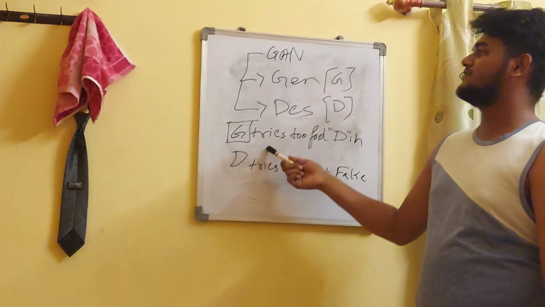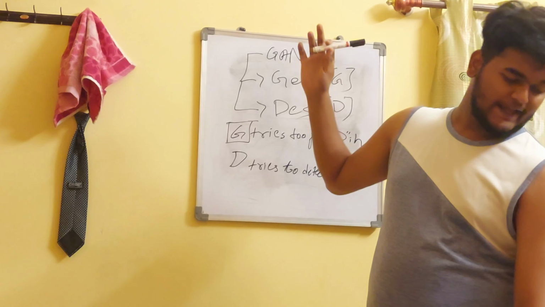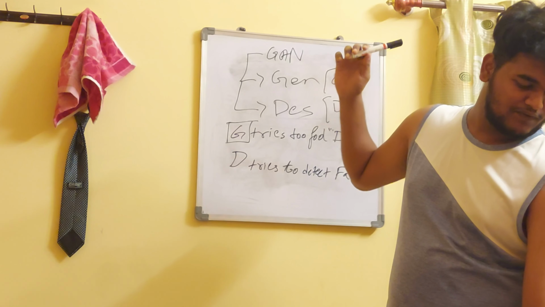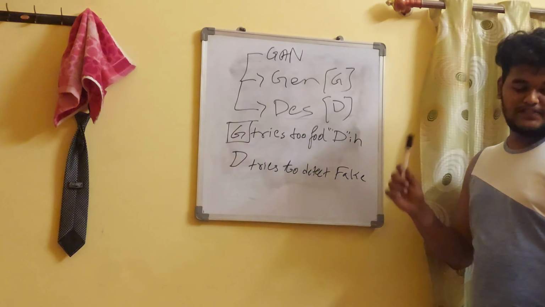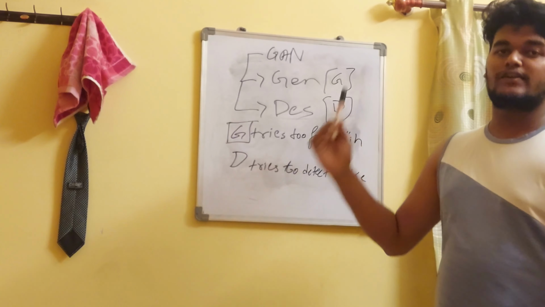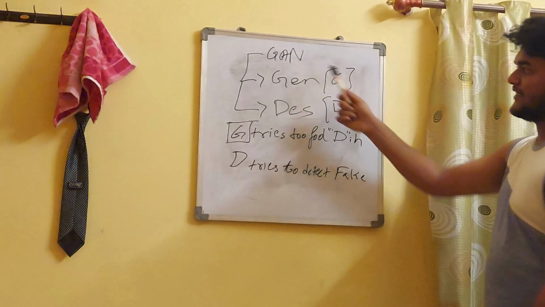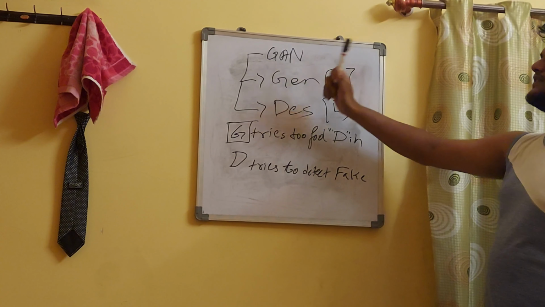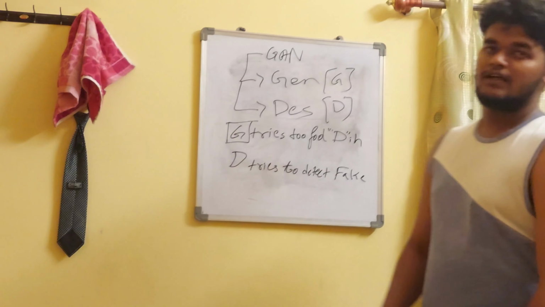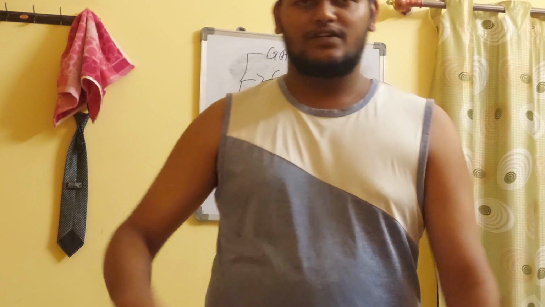So this is what GAN is. What was GAN's full form again? Generative Adversarial Network. Okay. Generative Adversarial Network. Okay, finish. Bye bye.